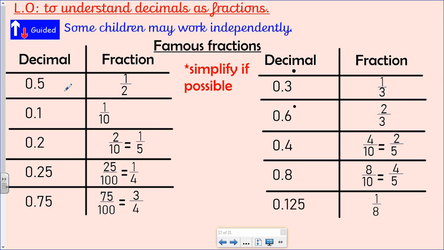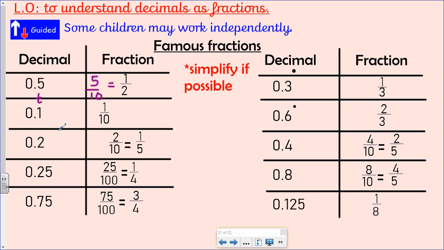Ready. So 0.5 is the same as a half. How do I know that? Because I've embedded it in my brain, people. 0.5 is the same as a half. It's something we need to remember. 0.5 is the same as 5/10. Hopefully you can see there, 5/10 is the same as a half. 5 divided by 5 is 1, 10 divided by 5 is 2. So this says 5/10 is the same as a half. 0.1, we know this is the tenths column, so it's got to be just 1/10, okay? 1/10.